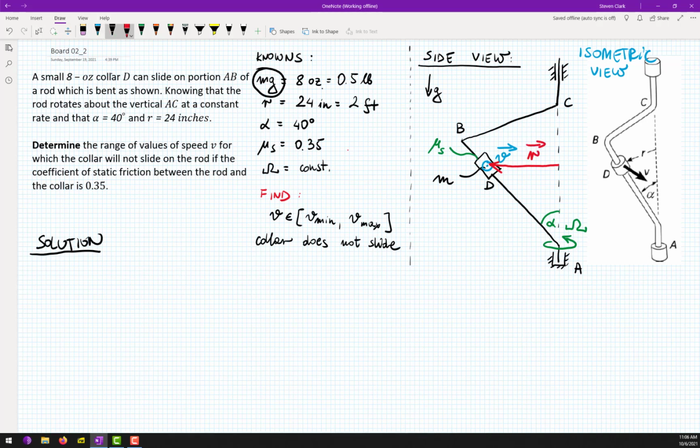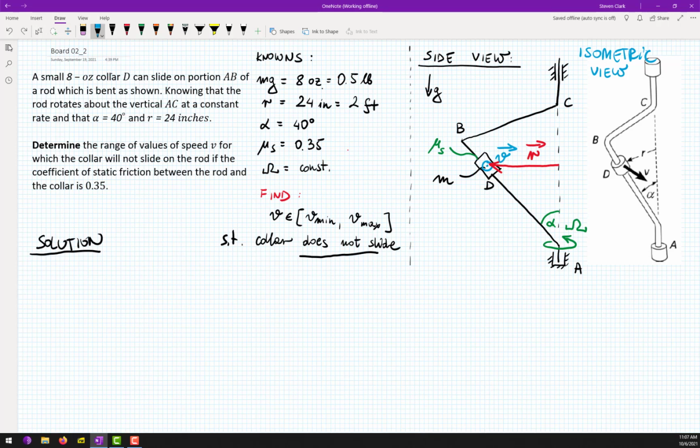We know that angle alpha. Here is alpha. And we know the coefficient of friction, and we know that capital omega has a constant value. Okay, and they would like us to figure out when this collar does not slide. They do not want that collar to slide, and they would like us to find the range of this velocity to prevent sliding. This is the problem statement, and this is our goal.